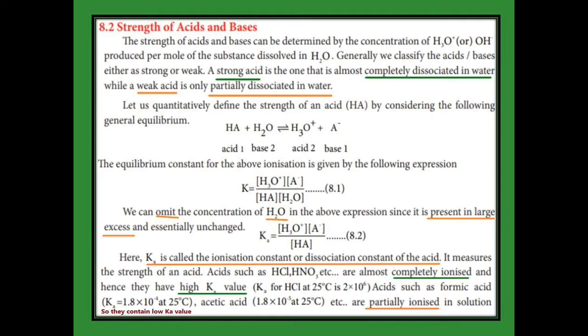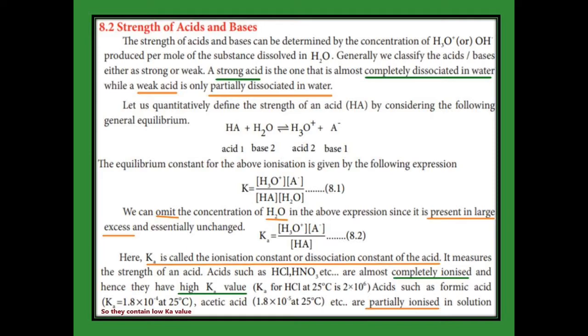Now in this equation 8.1, you see that in the denominator there is only the square bracket of HA, and no square bracket of water. This Ka value is called the ionization constant of the acid, or otherwise the dissociation constant of the acid. HCl is given as 2 into 10 power 6. That is a high Ka value, which says that it is completely ionized, so it is a strong acid.